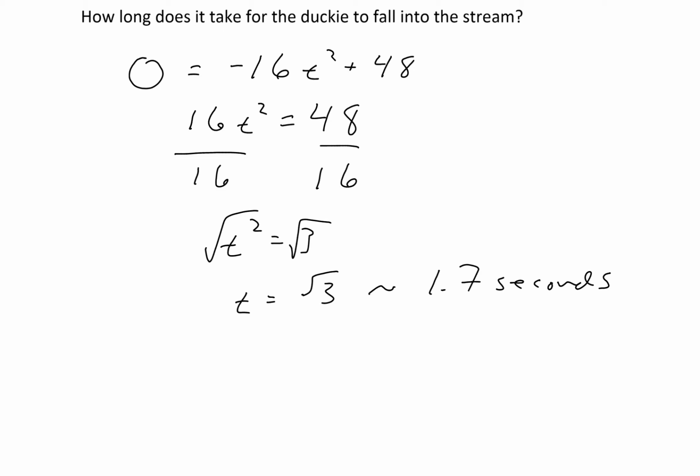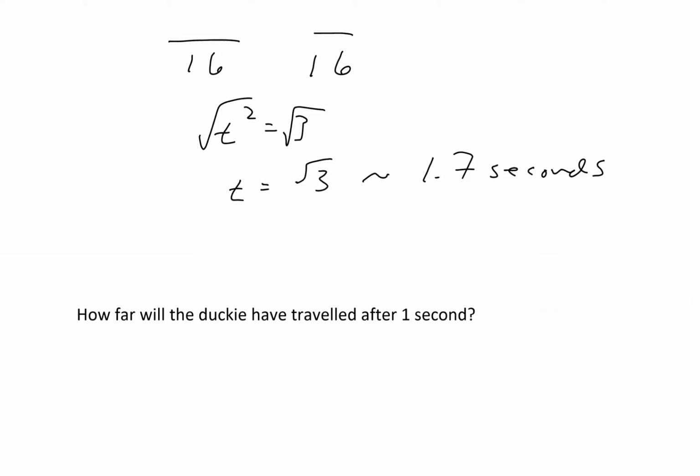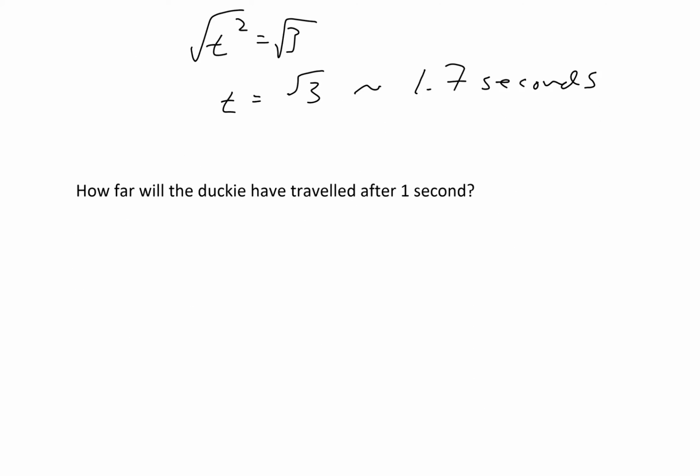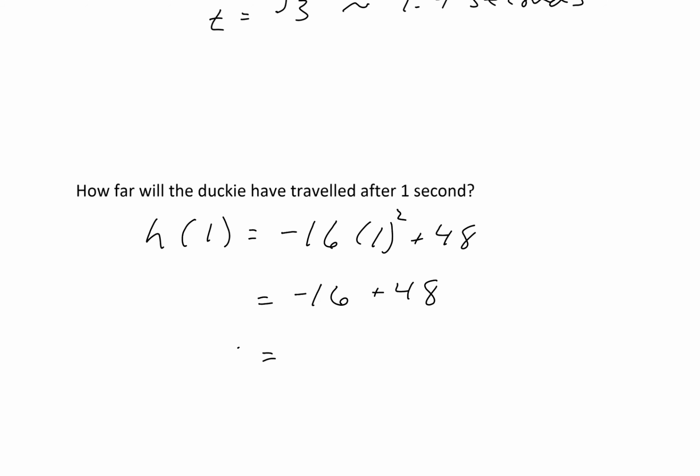I also have another question I'd like to ask here. I'd like to know how far the ducky will have traveled after 1 second. So what I'm asking there is what's the height at a time of 1. So the height at 1 second is going to equal negative 16 times 1 second squared plus 48, or negative 16 plus 48, which is 32 feet.